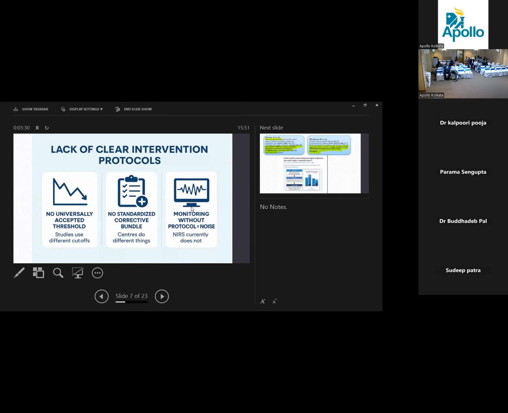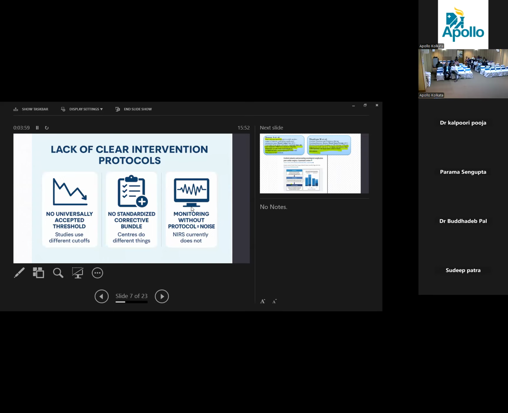Next, coming to lack of clear intervention protocols. So, there are no universally accepted thresholds. We have found several studies defining several cutoffs, like less than 20%, less than 25%, absolute value less than 40%. And also, there is no standardized corrective bundle, like when there is a desaturation, what do we do? We try to increase the mean arterial pressure, increase the FiO2, or we try to correct the CO2.